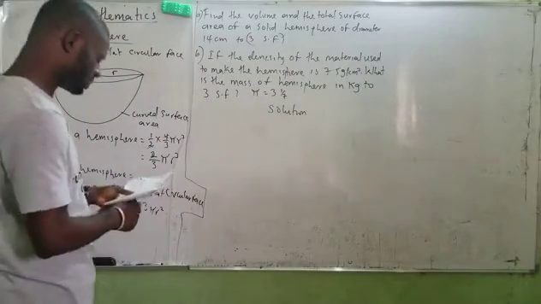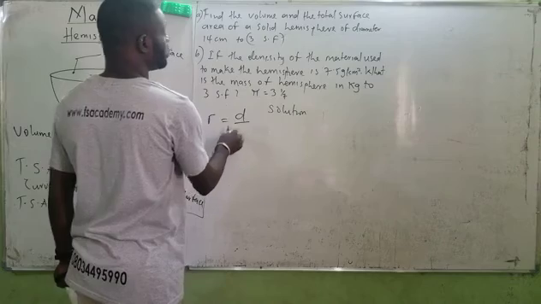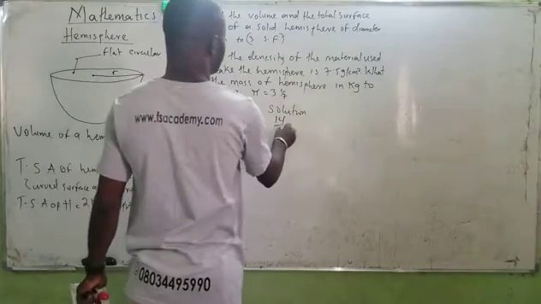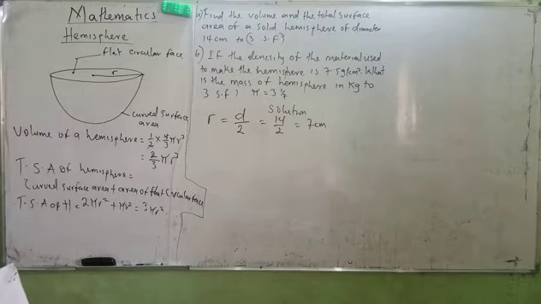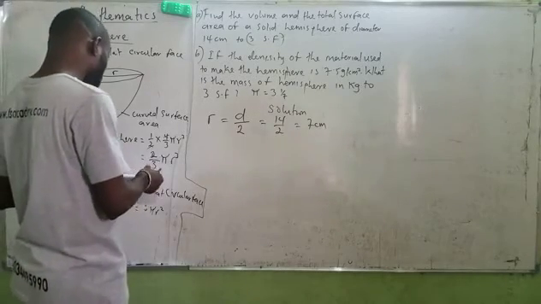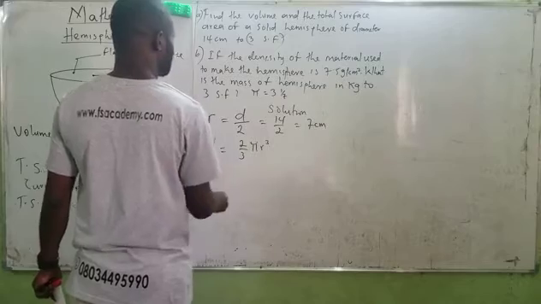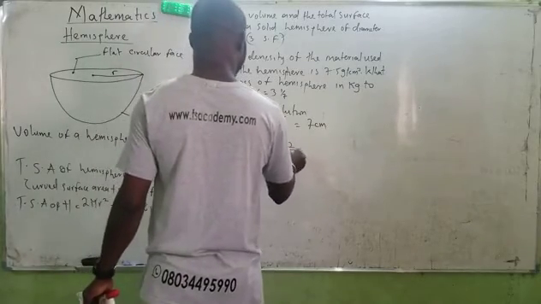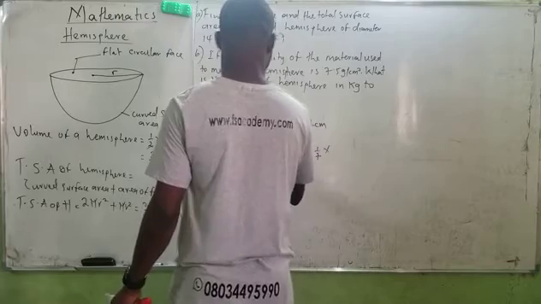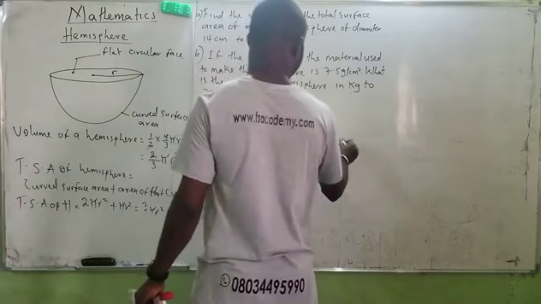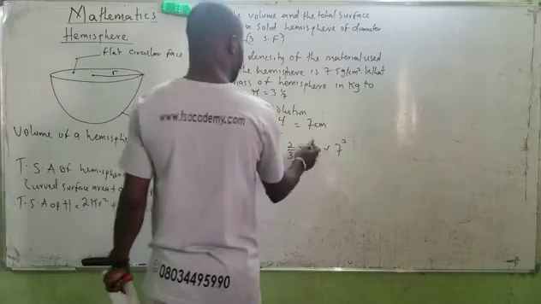Now, I just want us to work on this particular problem. The first thing I will do: my r will be equal to diameter over 2, which is 14/2, which is equal to what? 7 centimeters. It means my r equals 7 centimeters. That's the first thing I will do. Now, I can find the volume. My volume will be equal to 2/3 pi r cubed, which implies 2/3 multiplied by 3 1/7, which was given, multiplied by 7 raised to power 3, which is this times this and this.